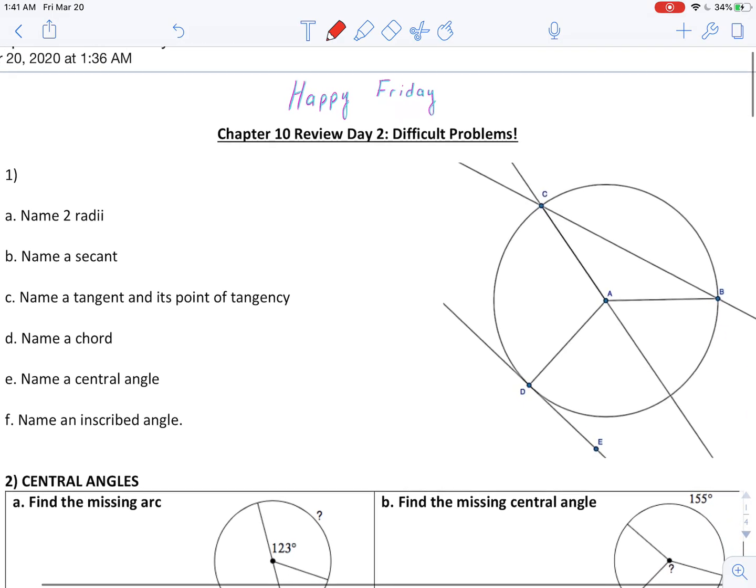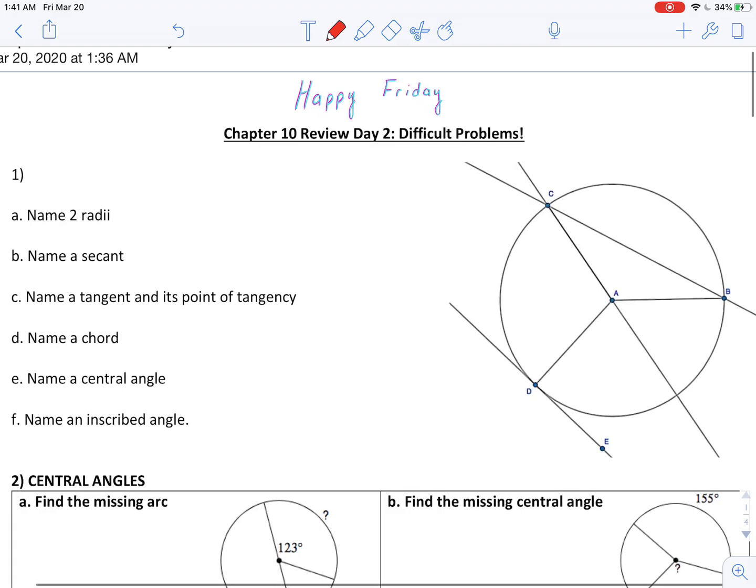Anyway, let's get back to reviewing for Chapter 10. So we're going to name 2 radii. Again, you can always pause our videos here, fill these out, and check in a minute. So radii, again, from center of the circle to the edge. It's a segment. So you got AC, don't forget the little segment symbol, and AB. Of course, if you did CA and BA, that's fine as well.